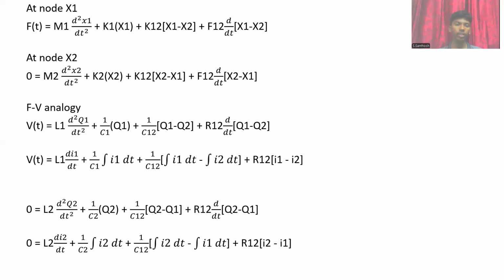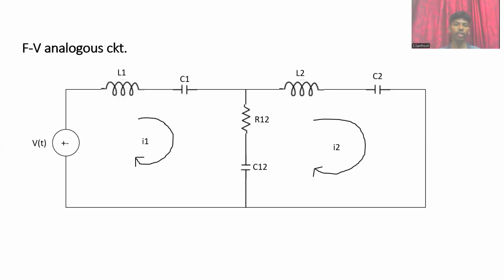In this equation, we know that V of t is directly acting on L1 and C1, and then 1 by C12 and R12 are present between both the currents. So we'll be drawing that in between. That is where they are acting in both currents itself. So here V of t is present directly at L1 and C1, and then L2 and C2 are present in the other loop, and the current in loop 1 is I1 and current in loop 2 is I2, and R12 and C12 are present between the loops.